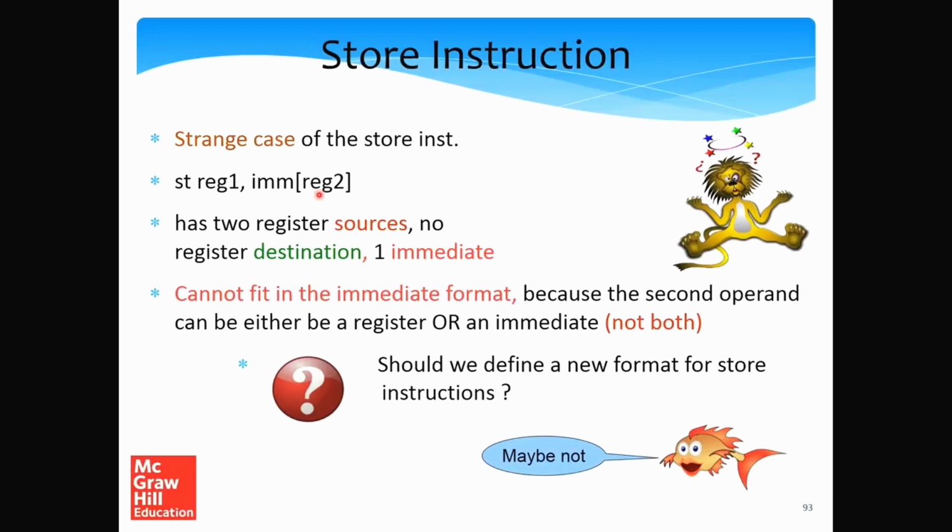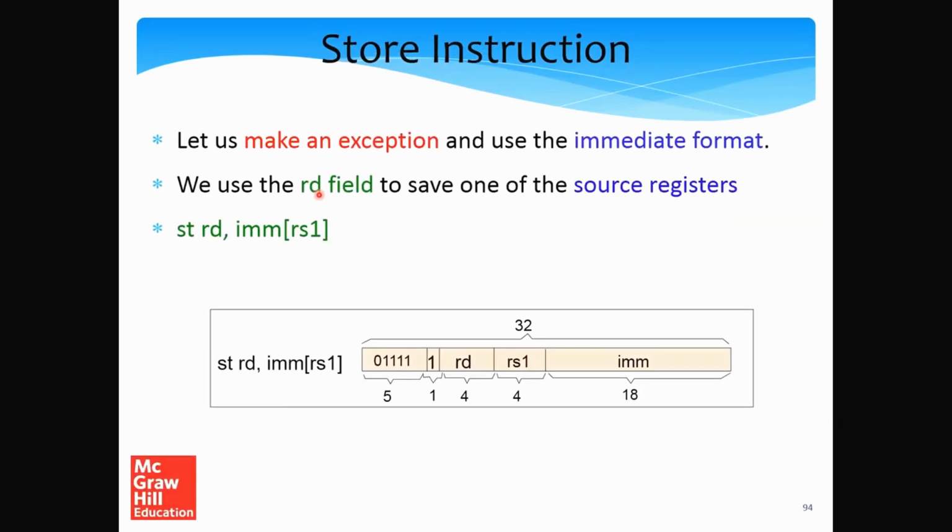So we cannot fit this in the immediate format, because the second operand can either be a register or an immediate, not both, and we have two sources. So what do we do? Should we define a new format for store instructions? The answer is maybe not. Let's try to reuse some existing format.